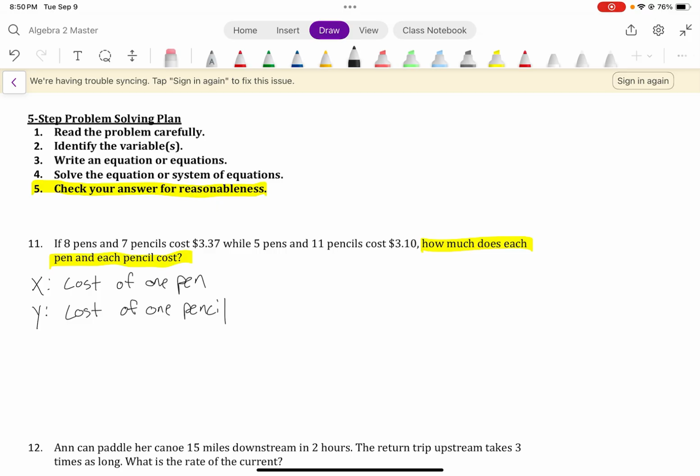Now I have to write my equation. So from this first part of the sentence, I have 8 pens. 8 times the cost of a pen is going to be whatever that cost is going to be. I also have 7 pencils. So I'm going to have plus 7 times the cost of my pencil, which is Y. That equals $3.37. And then basically the exact same setup down below. 5x plus 11y equals $3.10.